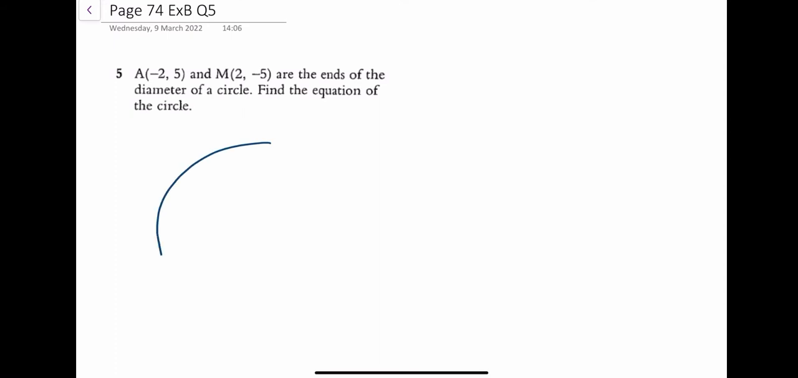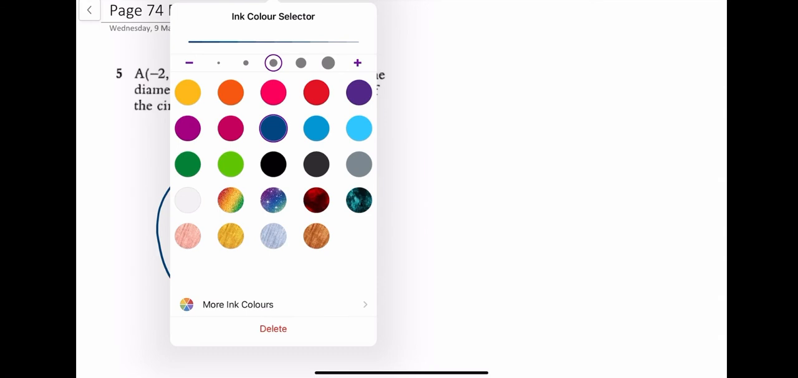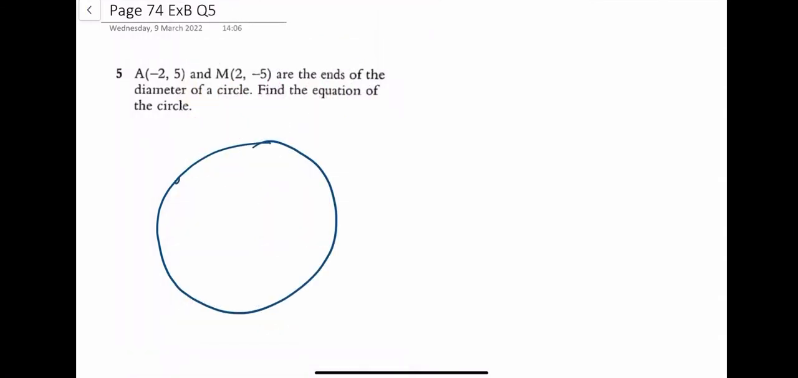So I'm going to do a diagram. There's my circle. If (-2, 5) would be here, then (2, -5) would be down here somewhere. So that's A, which is (-2, 5), and then that's M, which is (2, -5). They're the ends of the diameter, so their midpoint is the center. Sorry, that was A and M it was. So the midpoint will give the center.